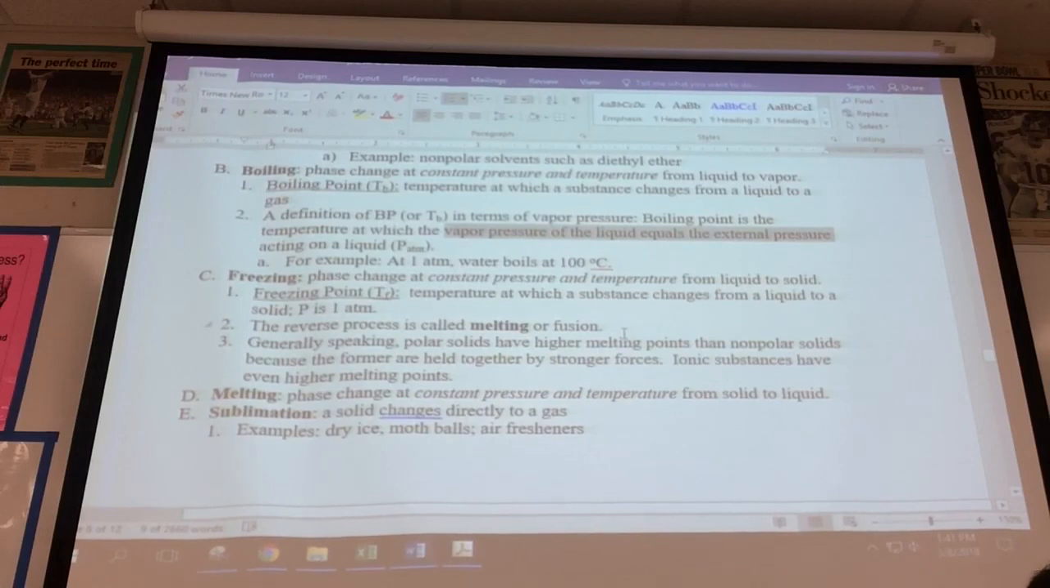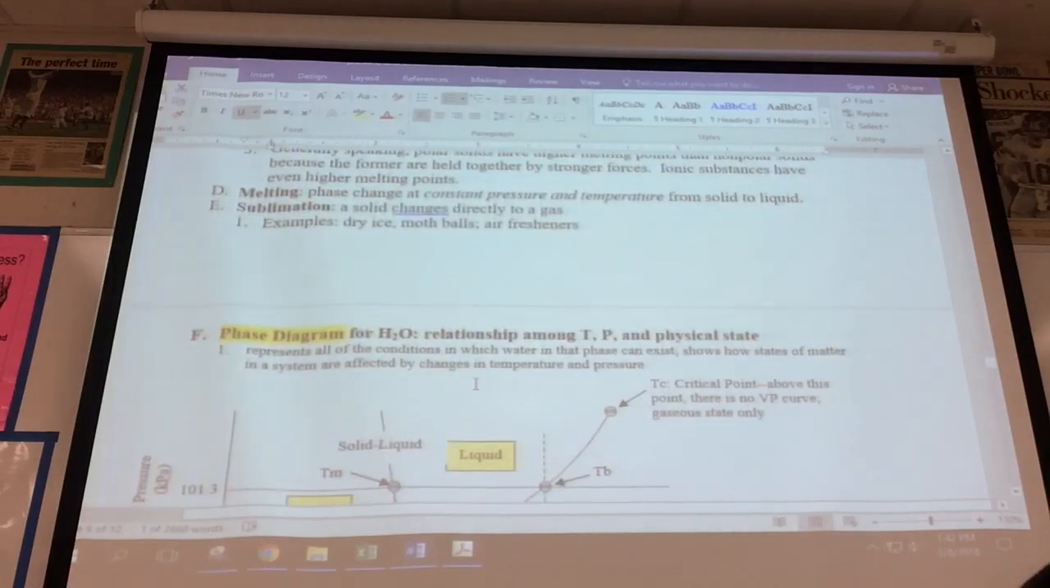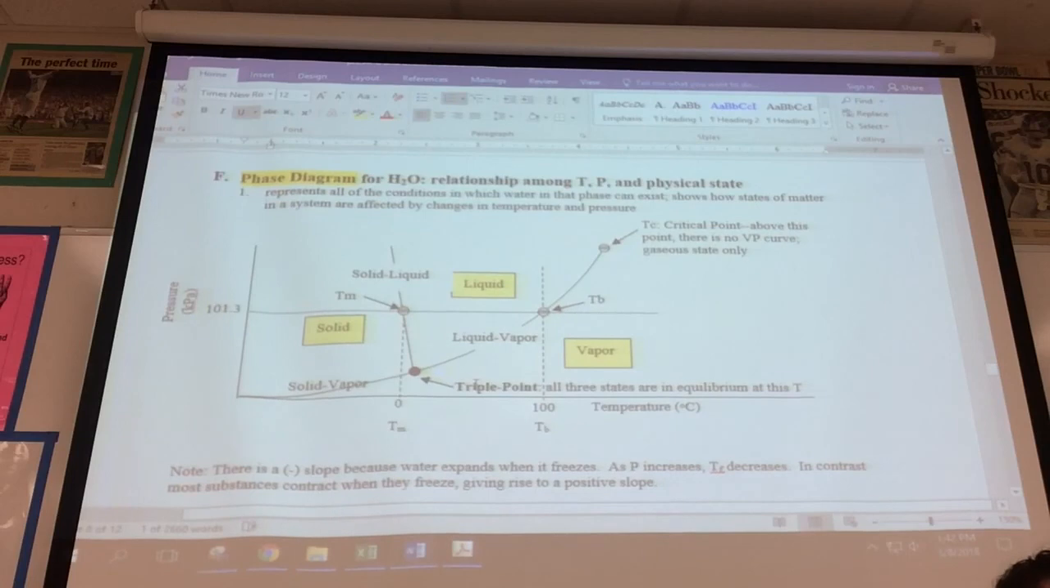You can apply the same type of analysis to freezing. Freezing point, again, is the temperature at which the substance changes from liquid to a solid, and at 1 atmosphere of pressure, you can determine the freezing point of a substance such as water. The reverse of freezing is melting, as we mentioned previously, and sublimation we talked about as well. One of the easiest ways to represent the 3 states of matter is through a phase diagram. Shown here is a phase diagram for water, and we're going to look at the relationship among the temperature, the pressure, and the physical state.